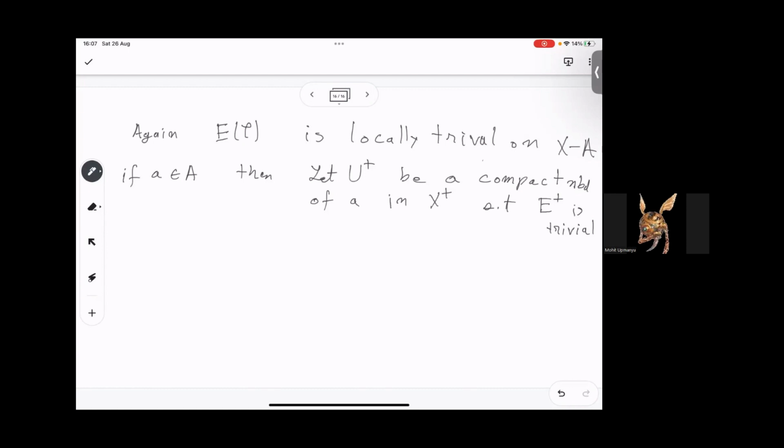Now the point is E plus restricted to A will also be trivial, like restricted to U plus intersected A will also be trivial. But because we chose this to be a compact neighborhood, we now see that U plus intersection A is a closed subset of X minus. But this is trivial.